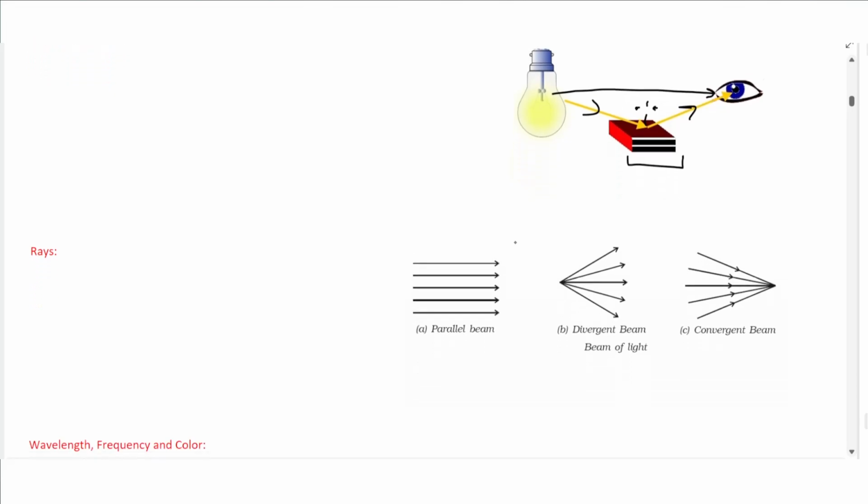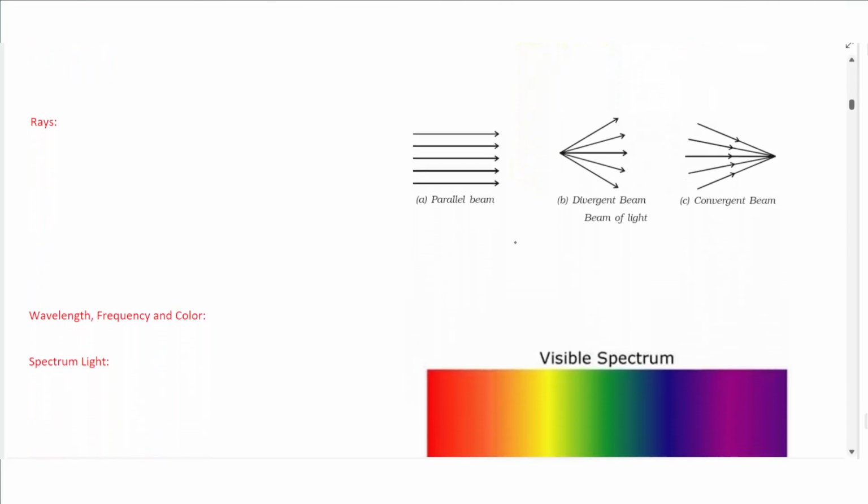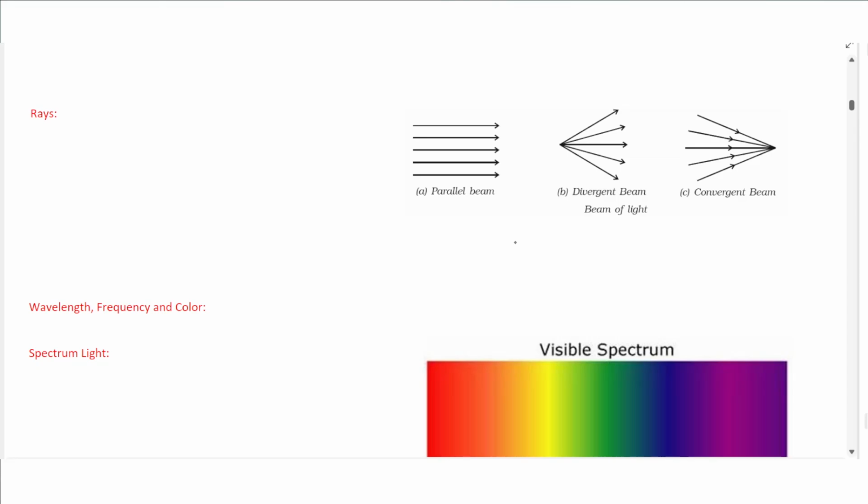Now there are three types of beams: parallel beam or parallel rays. There are diverging rays, which are spreading out. There are converging beams or converging rays that are concentrated at one point. They may continue and diverge after that, but they meet at one point. This is called a converging beam of light.